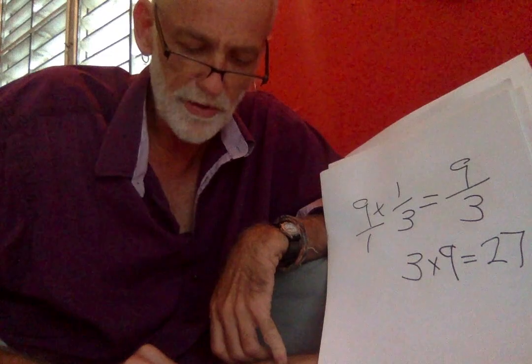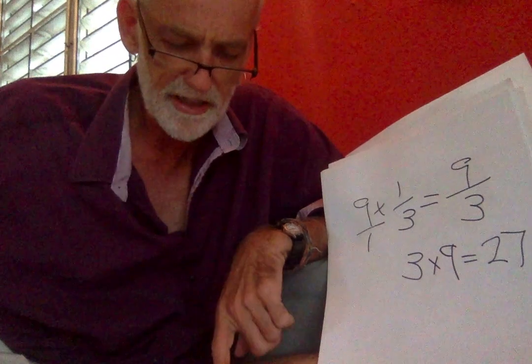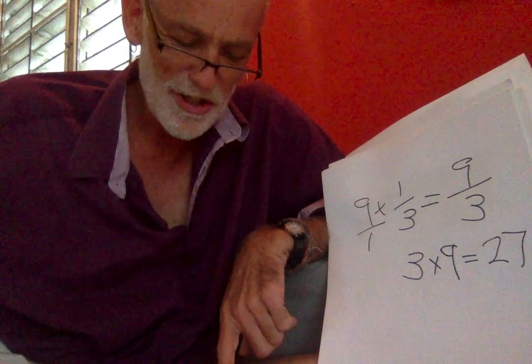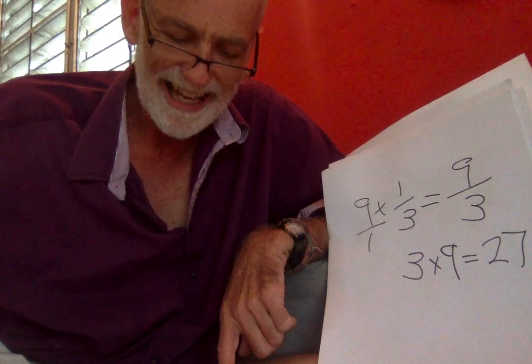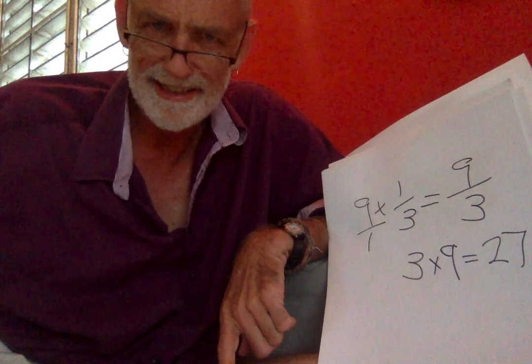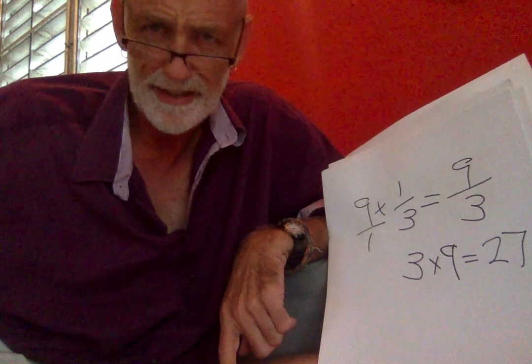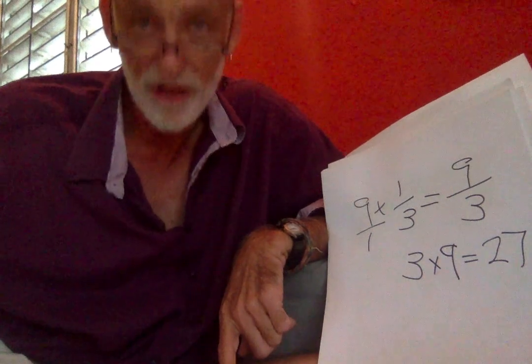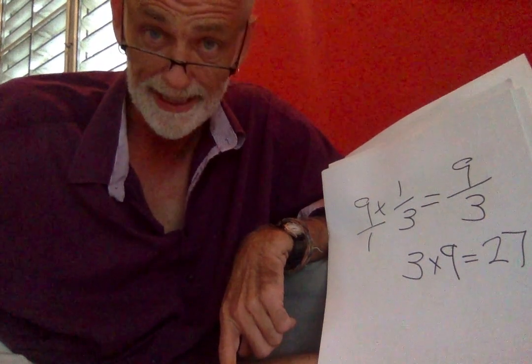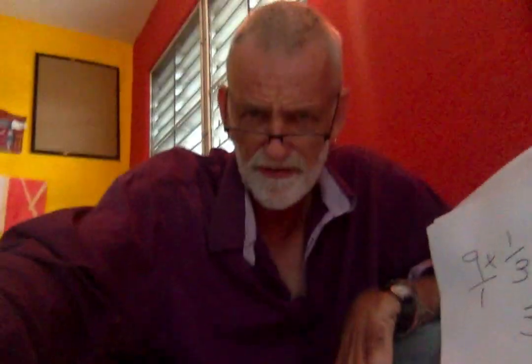Number 11, Rico. Okay, Rico is making punch for 18 people. How much punch should Rico make if each person will drink 1/6 of a gallon? Multiply 18 times 1/6. 18 divided by 6 is 3. The answer is B.